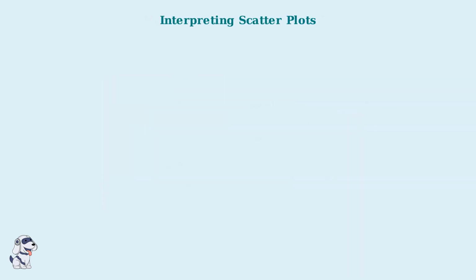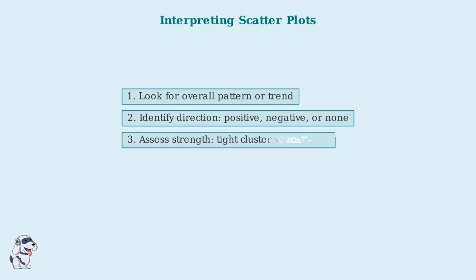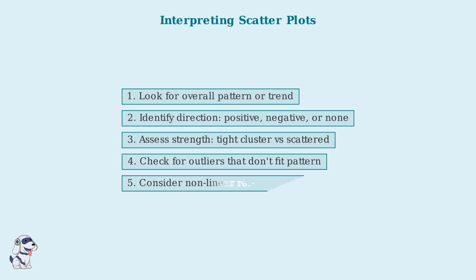When interpreting scatter plots, follow these key guidelines to extract meaningful insights from your data visualization. First, look for the overall pattern. Then identify the direction of any relationship. Assess how tightly clustered the points are to determine strength. Always check for outliers, and remember that relationships might be nonlinear rather than straight lines.